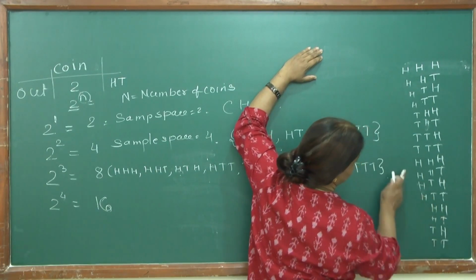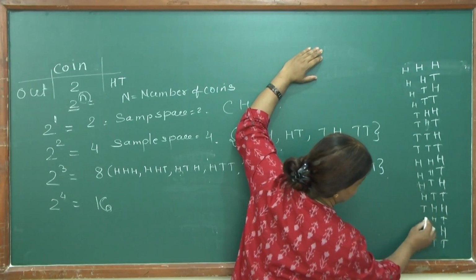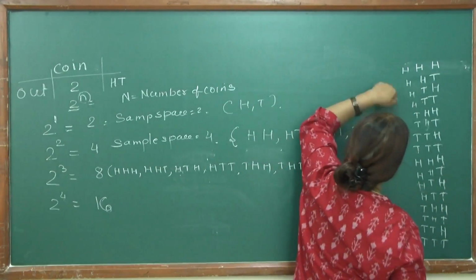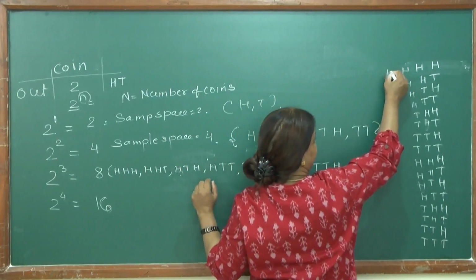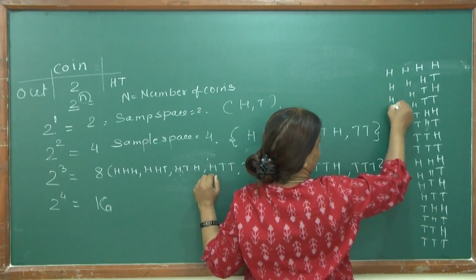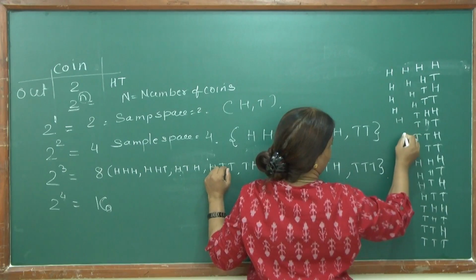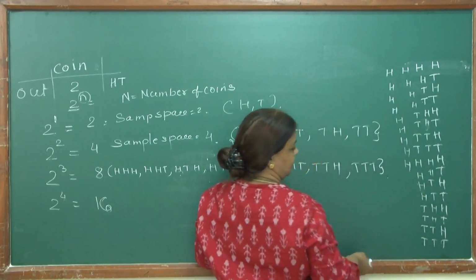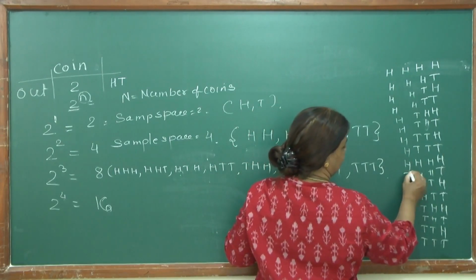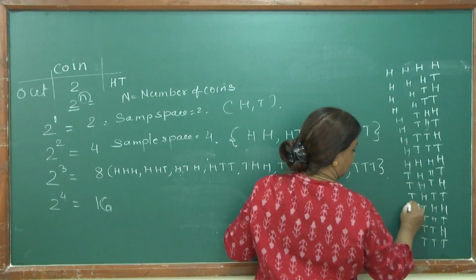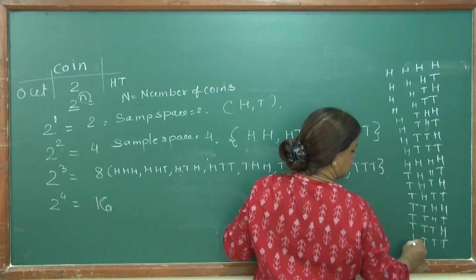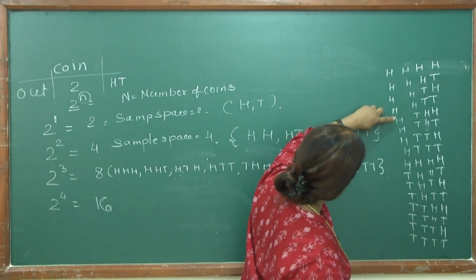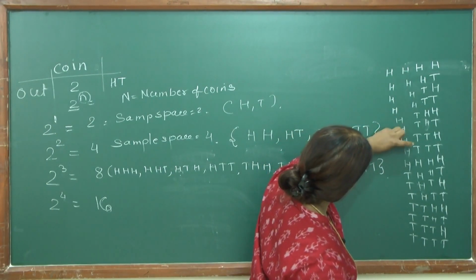3 4. 1 2 3 4. Now 4 2s are 8. 8 time head, 4 5 6 7 8. 8 time tail, 1 2 3 4 5 6 7. 1 2 3 4 5 6 7 8.